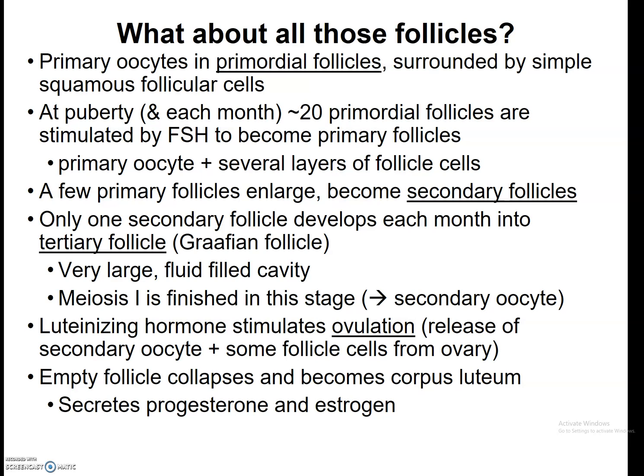This is really large. It contains lots of fluid, and this is where meiosis 1 is finished, and then the cell transitions to the secondary oocyte. Luteinizing hormone, or LH, stimulates ovulation, which releases that secondary oocyte and some of the follicle cells from the ovary, and then the oocyte can travel through the tubule for fertilization. The empty follicle itself starts secreting progesterone and estrogen. A lot of progesterone is produced initially during that release of the ovule.